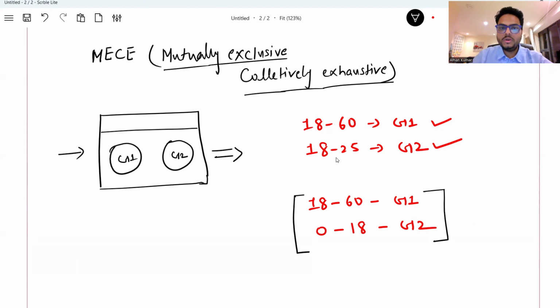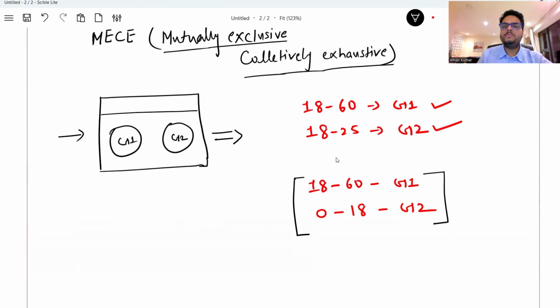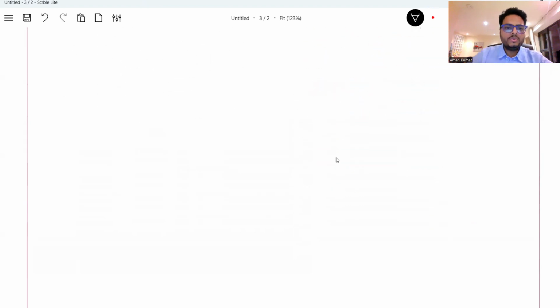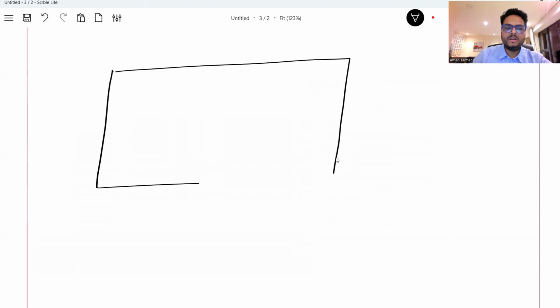How is this useful? When you are breaking down a problem into sub-problems, when you want to understand, okay, this is one part, this is another part, this is a third part, this is a fourth part. Let's take an example from the real world. Suppose for a telecom company, some customer churn is happening.